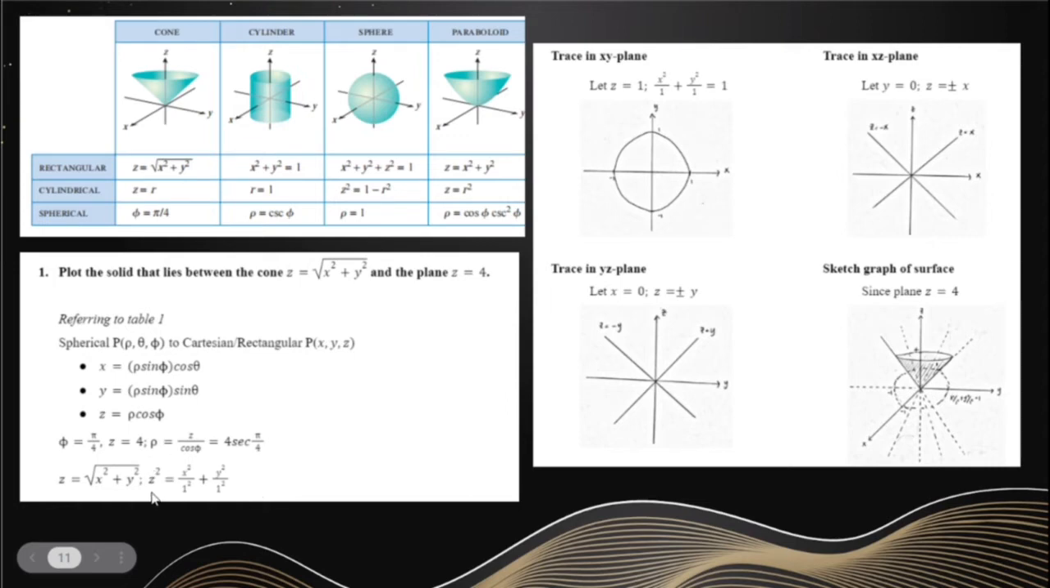So we will transform it into this equation and then we will find all the traces in the xy plane, in the xz plane, and the yz plane. And then we will combine all of the traces to sketch the graph of the cone. So this is the graph of the cone cut by the plane z equals 4.